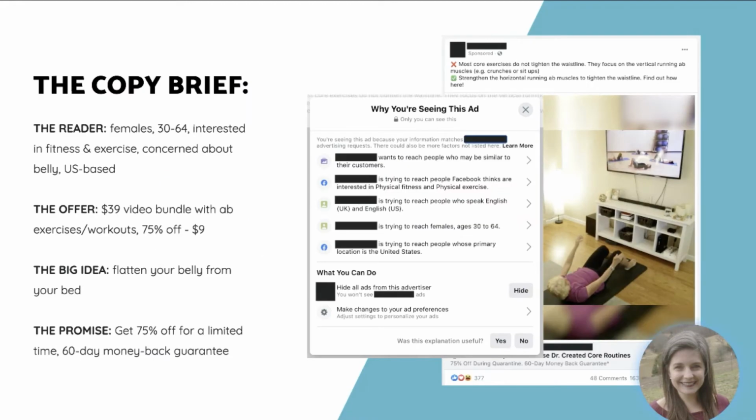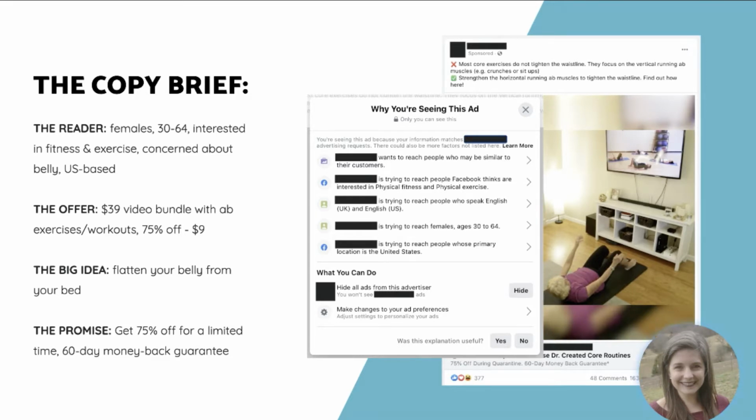All right, now let's look at the copywriting brief. In conversion copywriting, this is often referred to as the rule of one. I like to call it the copywriting brief, and it's really the core pillars that we use when we're writing copy, and it's also the core pillars I use when I'm reviewing and optimizing copy.